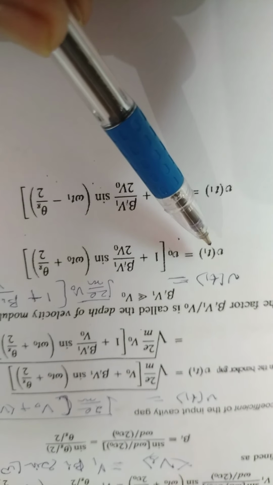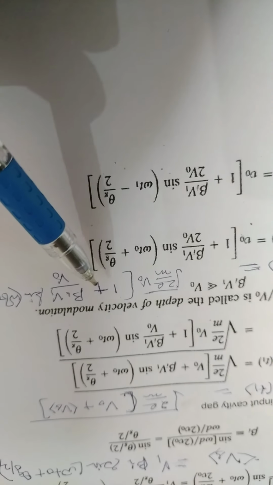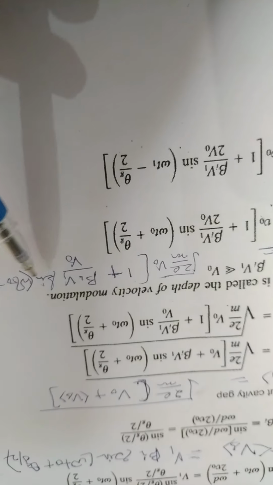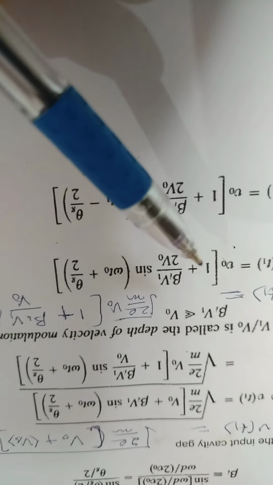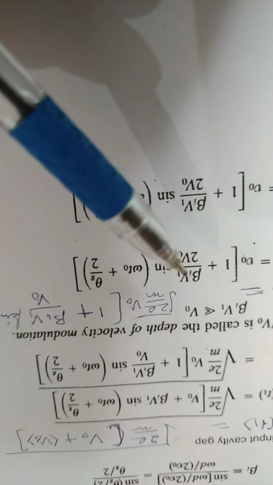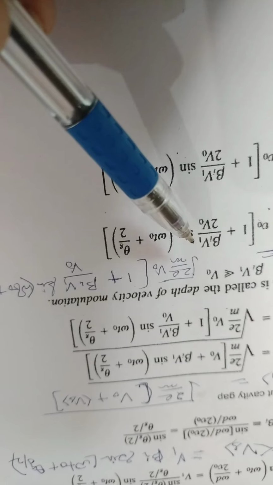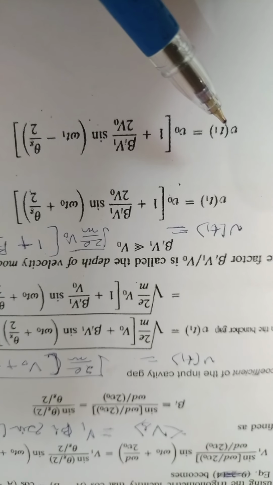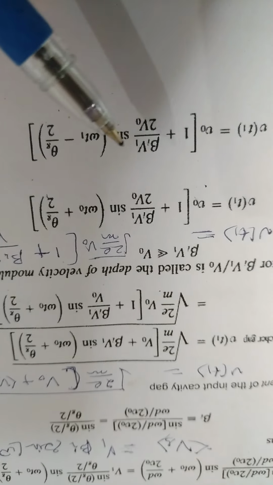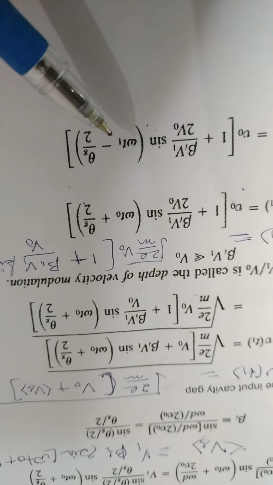And now we can simplify by the binomial expansion. You know the binomial expansion statement; we consider the first two terms and neglect the higher order terms. So we write v of t1 is equal to v naught. In the bracket, 1 plus beta I v1 divided by v naught, and this power 1 by 2 is taken and written here, so n is equal to 1 by 2, giving beta I v1 divided by 2 v naught sin (omega t naught plus theta g by 2). Finally we have v of t1 equal to v naught into (1 plus beta I v1 divided by 2 v naught into sin (omega t1 minus theta g by 2)).